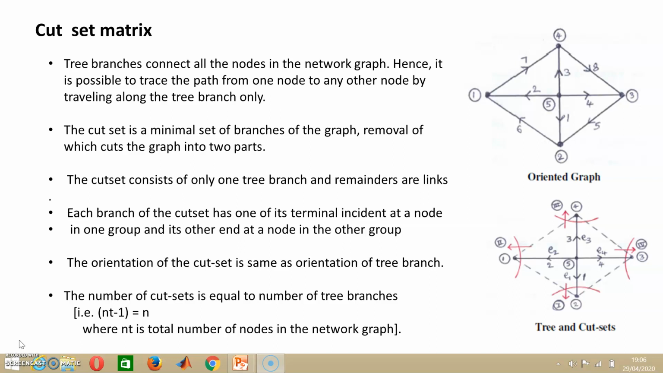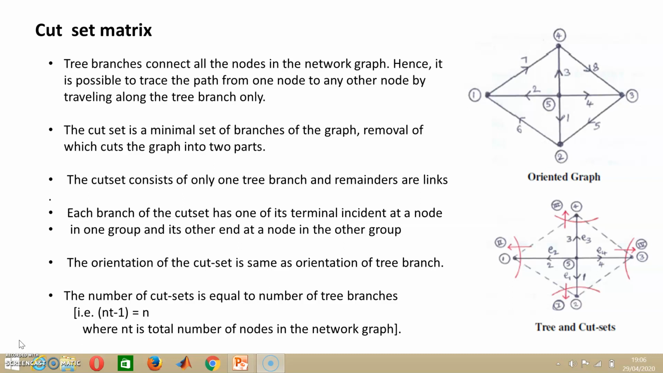Let us read some of the points on the cut set matrix. I am just reading the points written on the slide. Tree branches connect all the nodes in the network graph. Hence, it is possible to trace the path from one node to another node by traveling along the tree branches only. And simultaneously, I appeal to all of you to see the figure also.